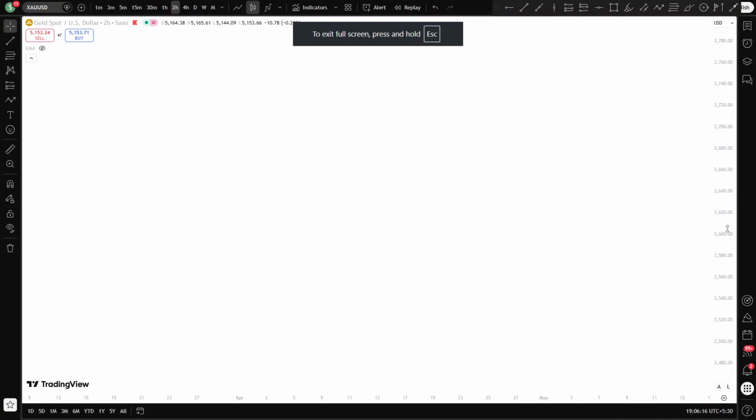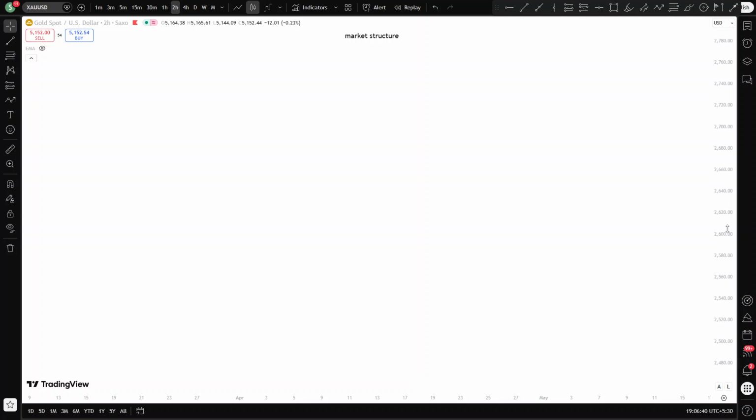Hello, everybody. Today we're going to be talking about market structure. It is very important that you understand market structure because each and every trade that you are going to take will depend upon the market structure. The market structure is your map in Forex trading. It tells you what to do, when to do, and where to do it from.